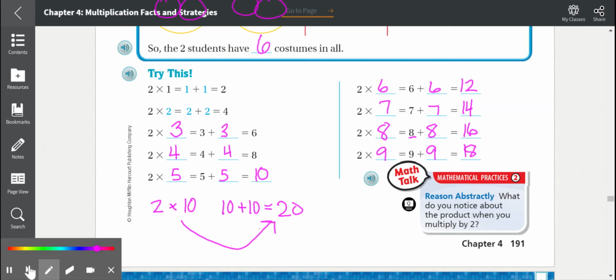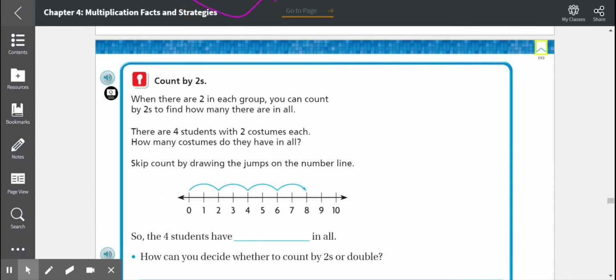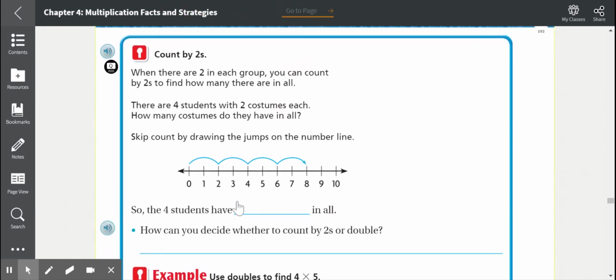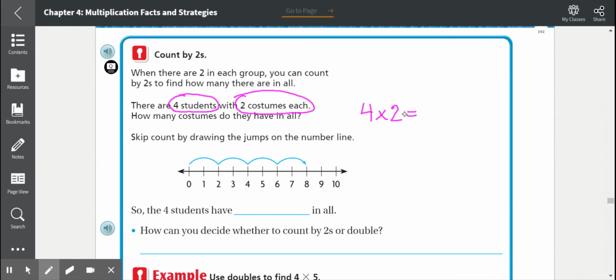Okay, go ahead and turn the page. Okay, when there are 2 in each group, you can count by 2s to find how many there are in all. There are 4 students with 2 costumes each. How many costumes do they have in all? So now we have 4 students with 2 costumes each. So we know that's going to be 4 students times 2 costumes each.